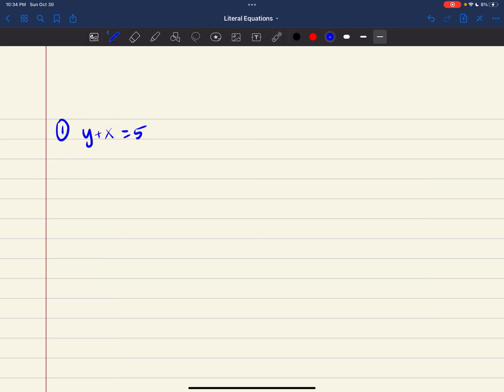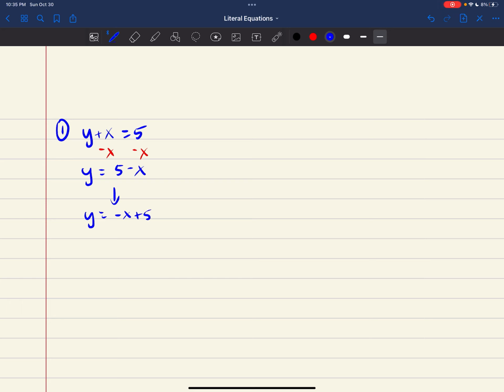So I'm going to subtract both sides by x because, since this is a plus x, the inverse of plus x is minus x. So I need a minus x on both sides. So I'm left with y equals 5 minus x. Or you can rewrite that as y minus 5. Oh, sorry. It should be y equals negative x plus 5.